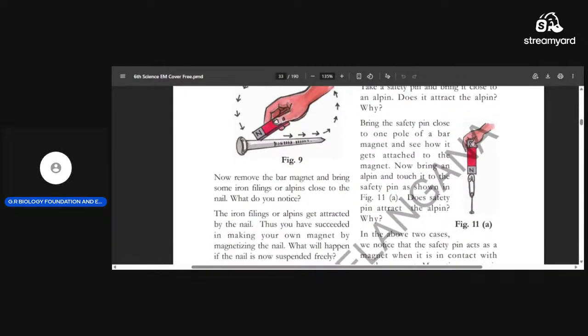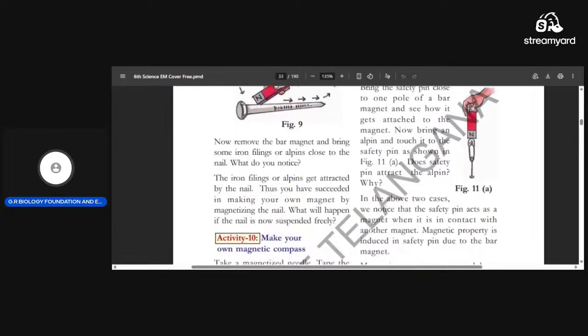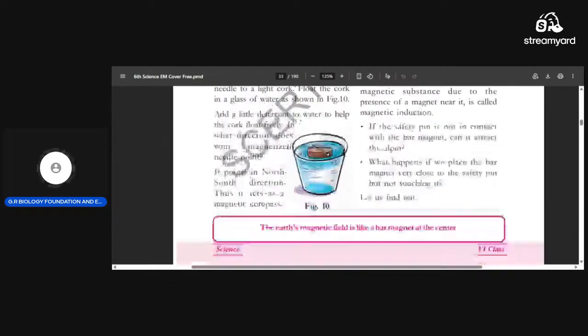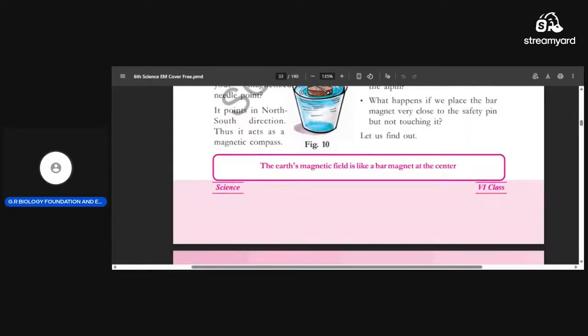Magnetic induction. The magnetic power passes in a chain system, that is magnetic induction. See here, safety pins and all pins if we attach to each other. So what is magnetic induction? You have to write this: magnetic property possessed by a magnetic substance due to the presence of a magnet near it is called magnetic induction. If a magnet is near a magnetic material, the magnetic power passes to other magnetic material, which forms a chain-like structure. That is called magnetic induction.